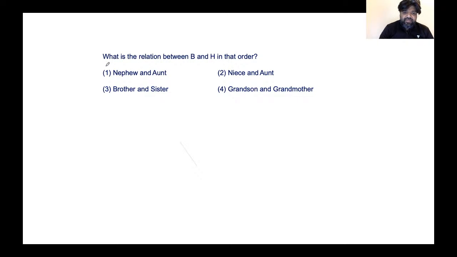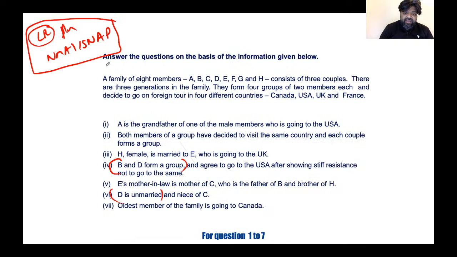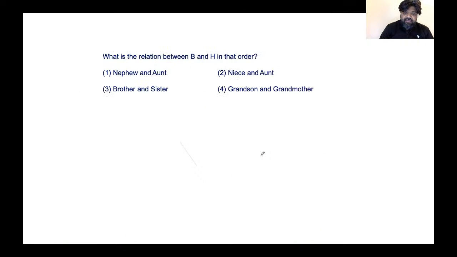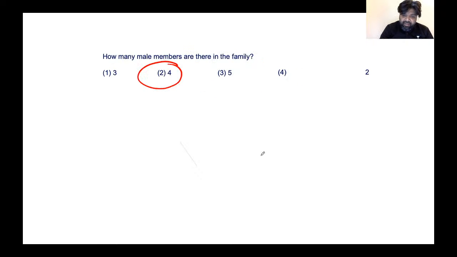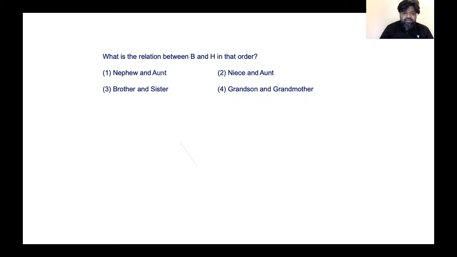What is the relationship between B and H in that order? B is here, H is here. So B is the nephew of H. H is female. Nephew and aunt. What's the answer? Nephew and aunt.